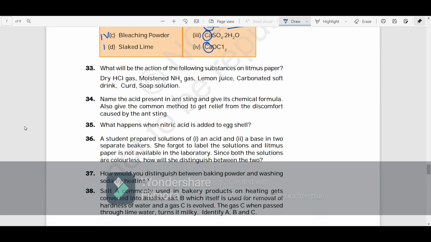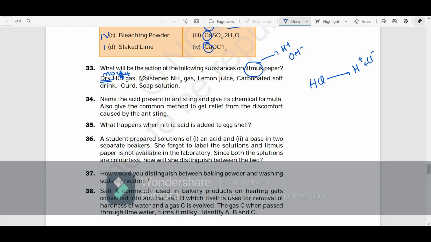Next, the 33rd question: what will be the action of the following substances on litmus paper? Dry HCl: let me make this clear, litmus paper will act upon the H plus and OH minus ions. They're going to react only to these, not to dry HCl, because dry HCl will not dissociate to form H plus and Cl minus. But if you moisten it with water, it forms H plus and Cl minus. So here it won't form, so there is no effect.